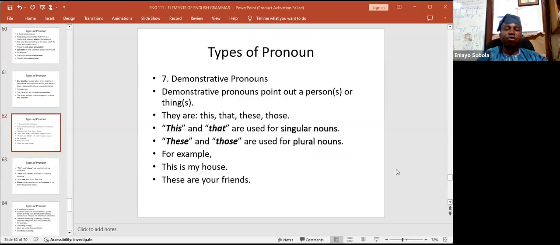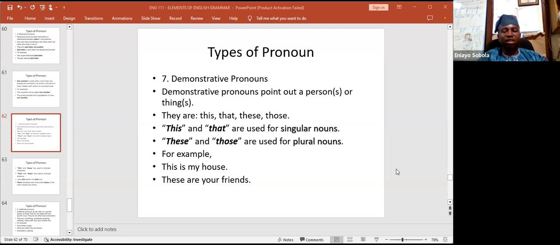Number seven is demonstrative pronouns. Demonstrative pronouns are used to point out a person or thing. They are this, that, these, and those. This and that are used for singular nouns, to point out singular objects, while these and those are used for plural nouns.